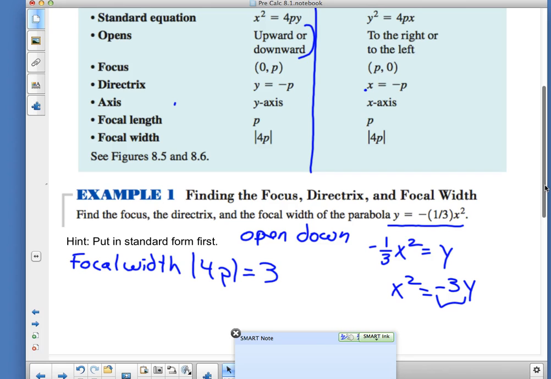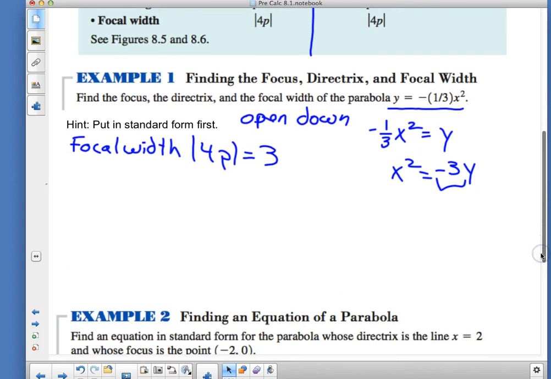But I want to solve that, so I know 4p is equal to negative 3. Okay? Are you all right with that? That 4p outside of the absolute values would be negative 3, because x squared equals 4py. So I'm going to solve for p.